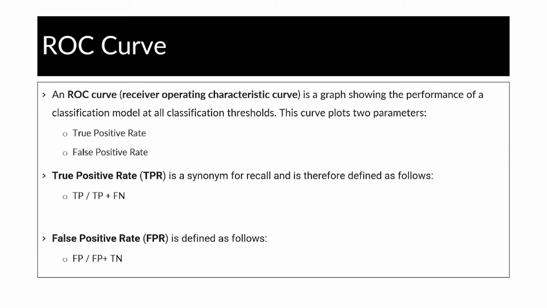The ROC curve is a graph showing the performance of a classification model at all classification thresholds. The curve plots two parameters, the true positive rate and the false positive rate. The true positive rate is a synonym for recall and is defined as true positive divided by true positive plus false negative. The false positive rate is defined as false positive divided by false positive plus true negative.